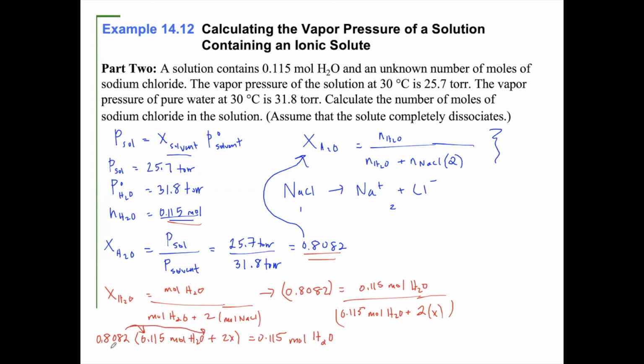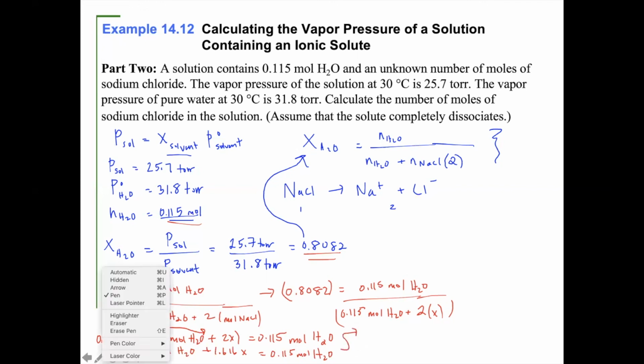Okay, so that's going to be 0.9294 moles of water plus 1.616x equals 0.115 moles of water. Of course, I'm running out of room, of course. Okay, bear with me. Okay. I'm going to write the last part in a different color.